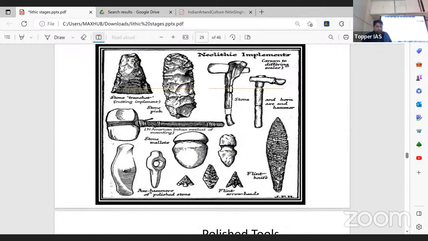So these are the different stone tools in Neolithic. Polished stone tools are like this.